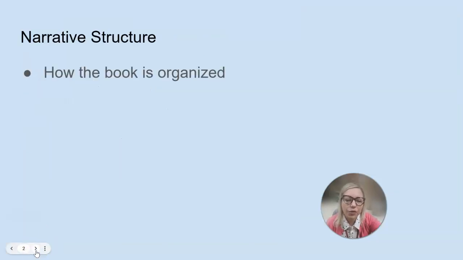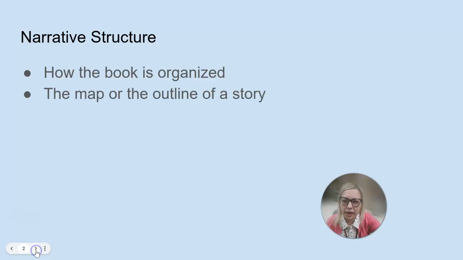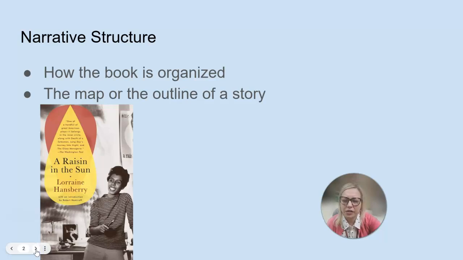Well, it's how the book is organized. Where we start, what happens next, where we end. You can think of it as a map of the events in a story or an outline of a story, but it's really how everything is connected together. Let's think about some books that we've already read.